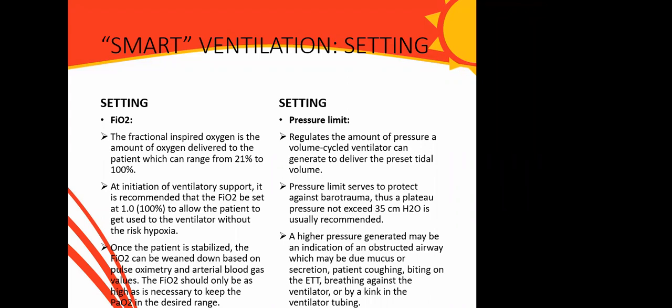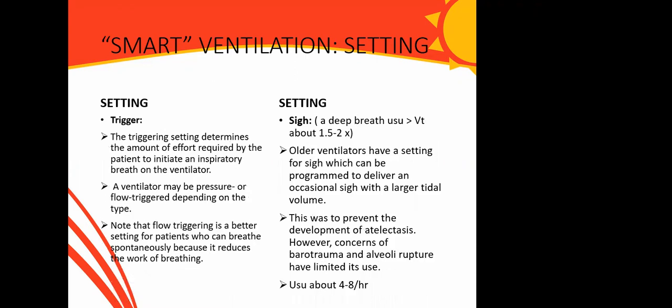If you have a higher pressure being generated, you want to troubleshoot and rule out any obstruction, which could be due to a small thing like secretion or mucus plugging, or the patient may actually be coughing or biting on your endotracheal tube. All right, so you want to find out, and that's why troubleshooting comes in.